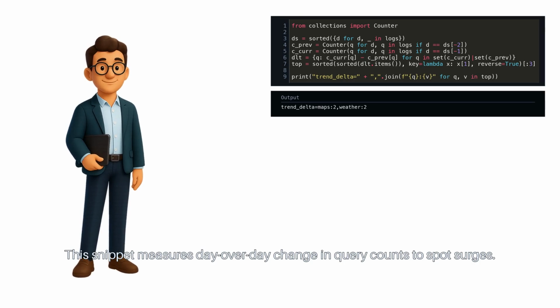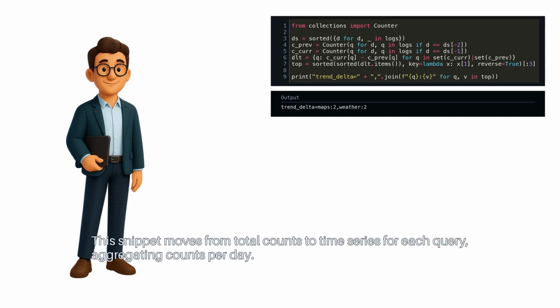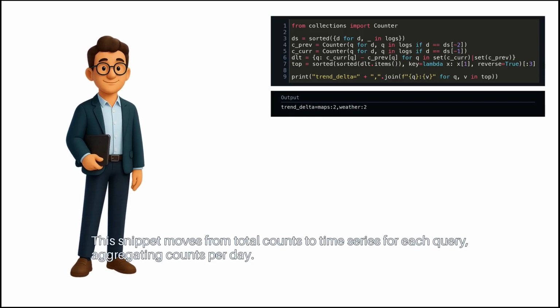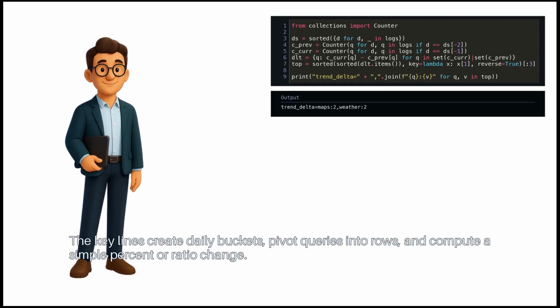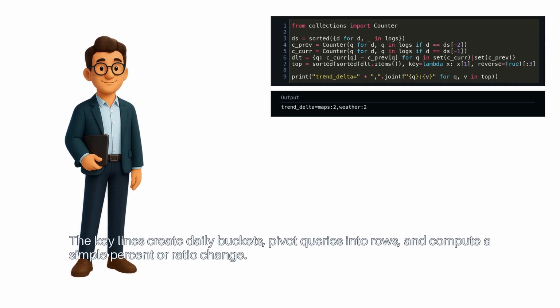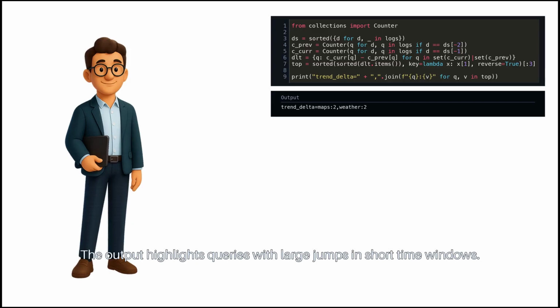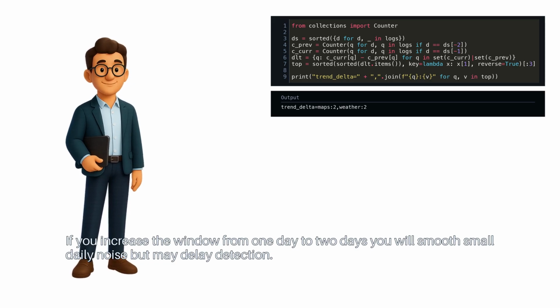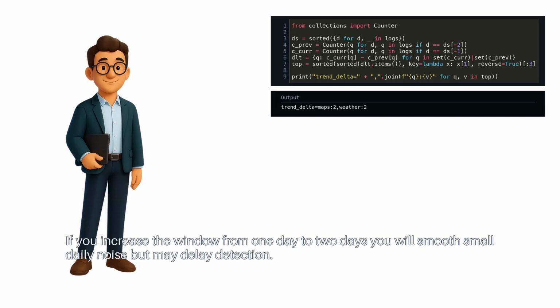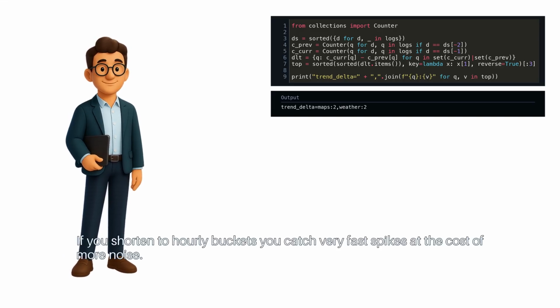Next, we will compute day-over-day counts to catch surges. This snippet measures day-over-day change in query counts to spot surges. It moves from total counts to a time series for each query, aggregating counts per day. The idea is to compute how many times a query occurred on one day and compare that to the previous day. The key lines create daily buckets, pivot queries into rows, and compute a simple percent or ratio change. The output highlights queries with large jumps in short time windows. If you increase the window from 1 day to 2 days, you will smooth small daily noise, but may delay detection. If you shorten to hourly buckets, you catch very fast spikes at the cost of more noise.